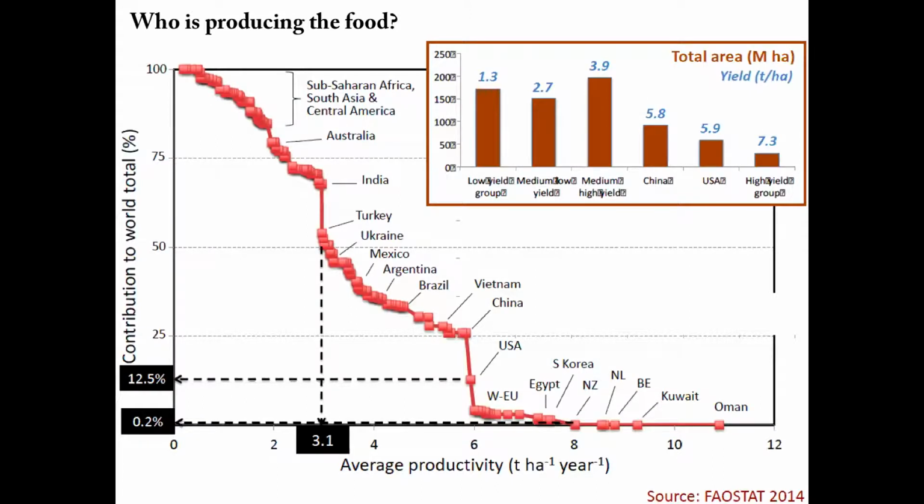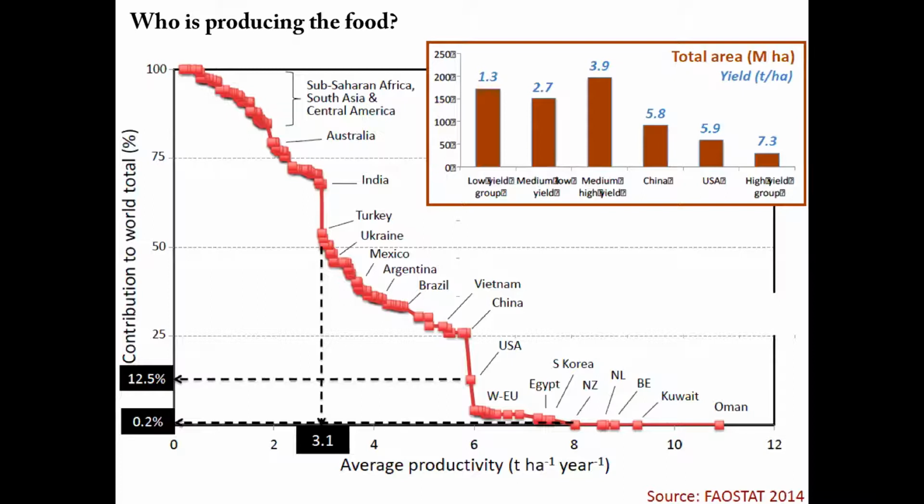Going a little bit more into details, when we look at Sub-Saharan Africa and South Asia, which are at the top of this graph on the left, we have the contribution to world total in percent on the y-axis and productivity per hectare on the x-axis. You see here that Africa and Asia have relatively low productivity, but they contribute anyway to quite a large part of the production. While Western Europe, US, and so on have a very high productivity, altogether the so-called developed world is less than 15% of the total food.